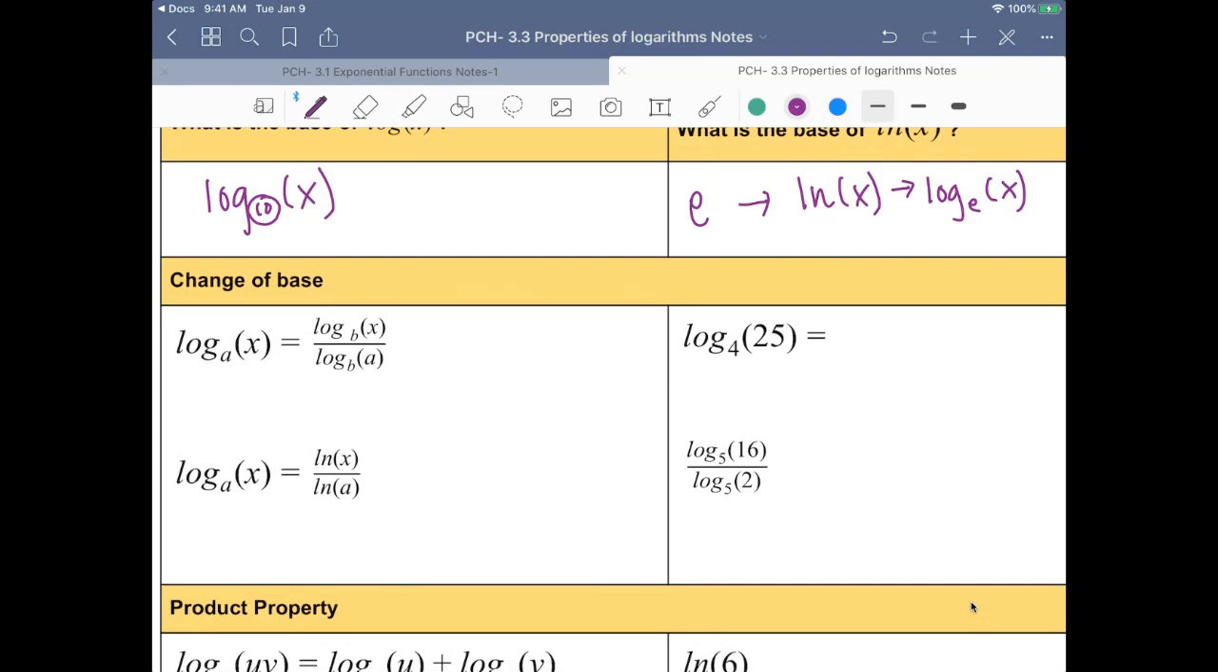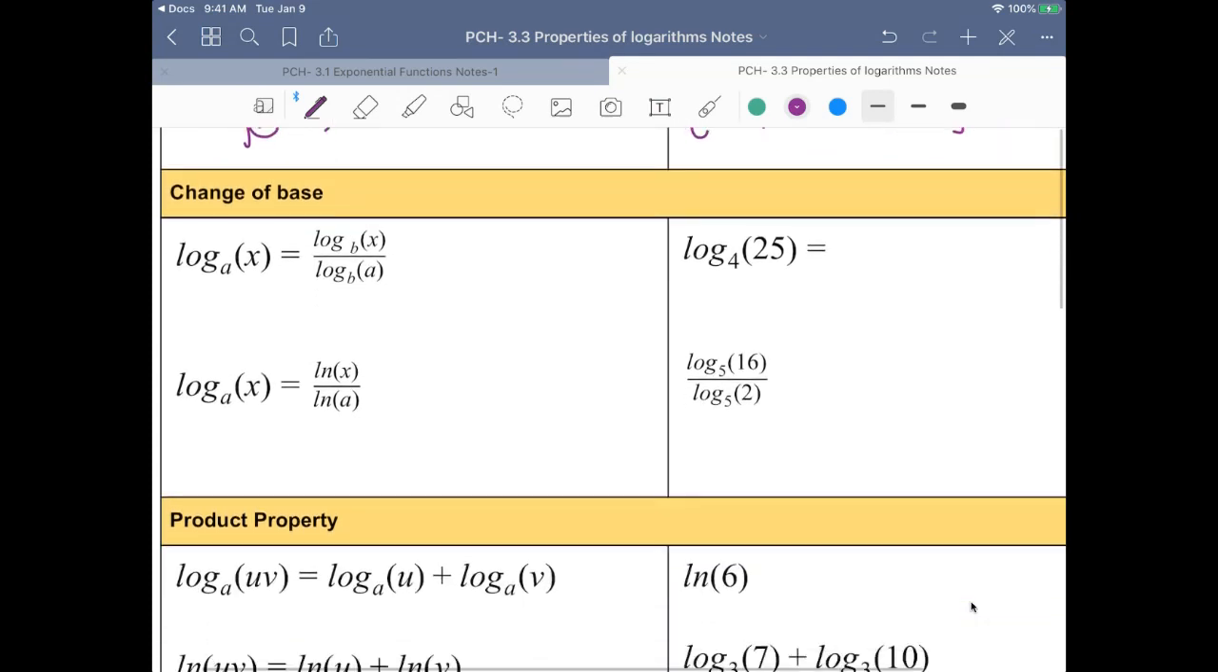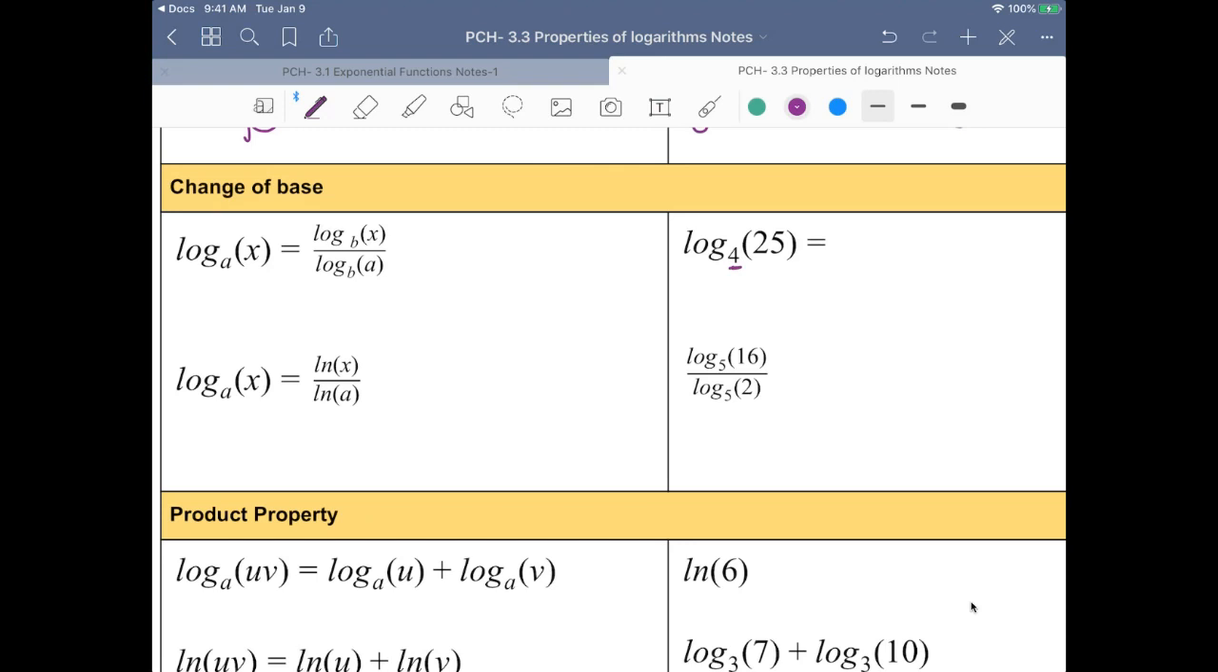Change of base. We used to use this one a lot when you couldn't plug something like base 4 into your calculator, but you can do that now. Anyway, change of base says we can choose any base b and split up our logarithm into two logs, so we get log base b of x over log base b of a. Or say you want a base of e, you can use ln of x over ln of a. The base number always goes on the bottom, and the input number always goes on the top. So let's go ahead and do an example.